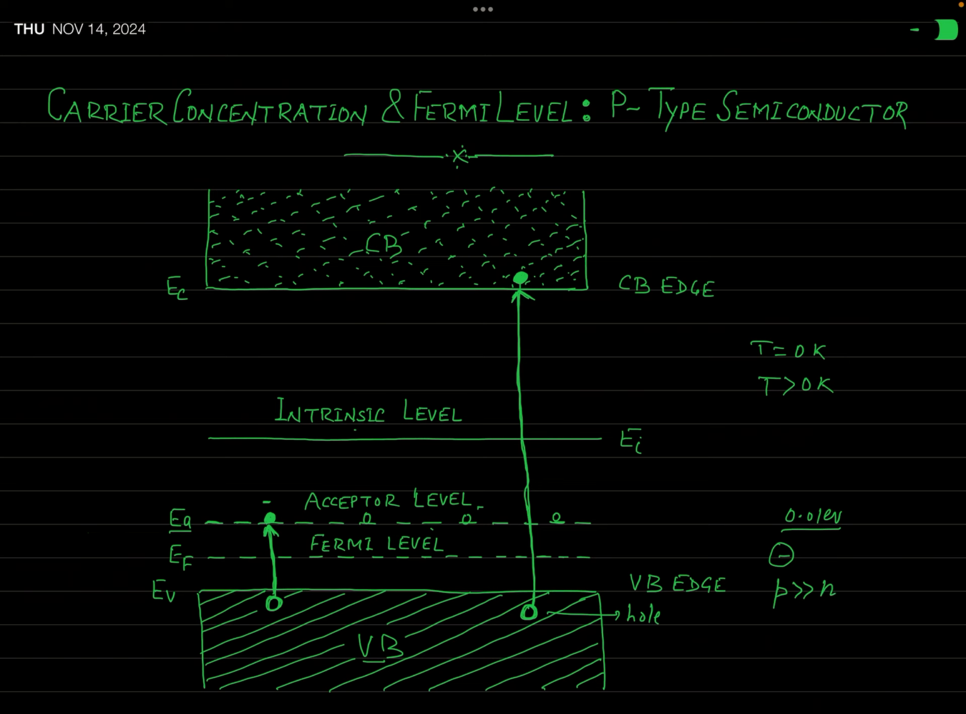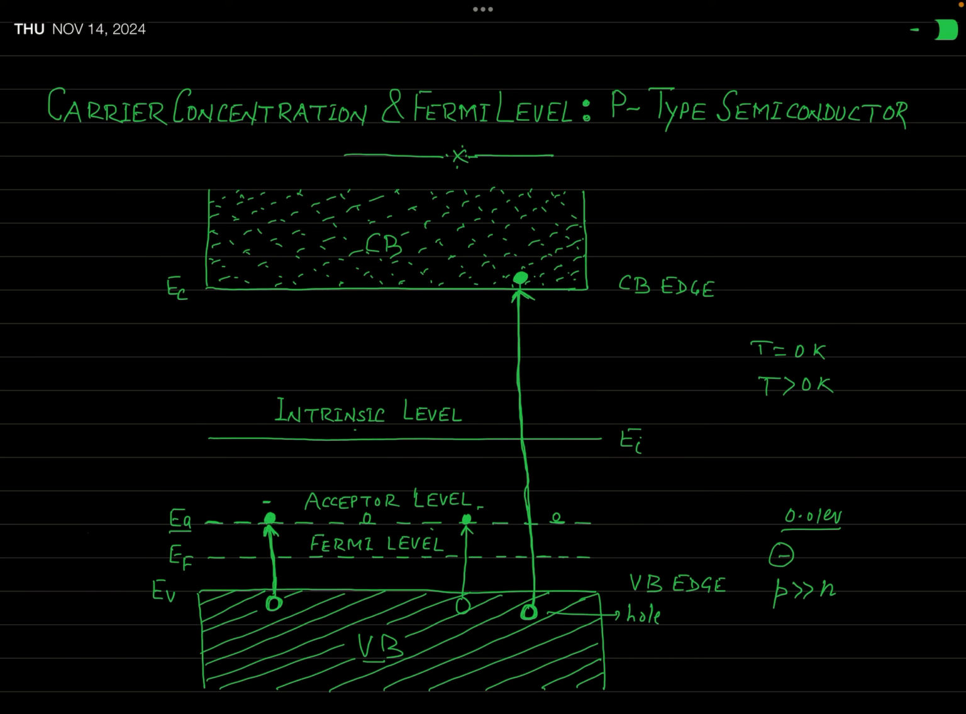Okay, and actually if you consider that again an electron moves to this acceptor level, then it again leaves behind a hole in the valence band, and here the atom again becomes an ion, a negatively charged ion. So the number of holes generated by such a transition is equal to the number of negatively charged ions in the acceptor level.